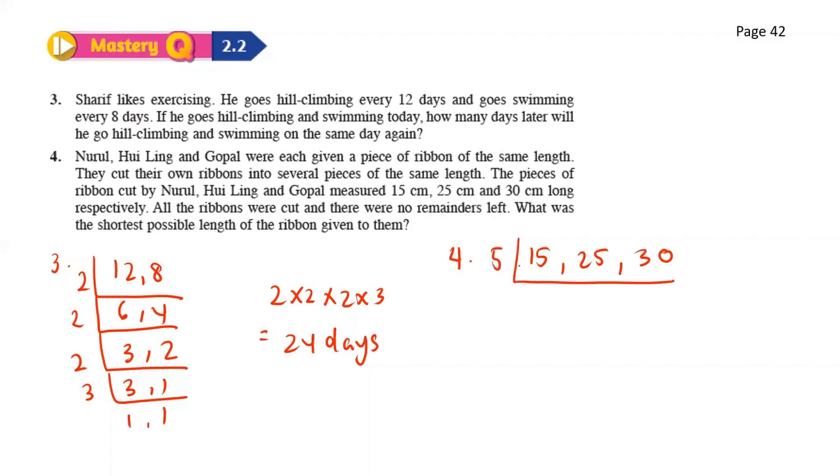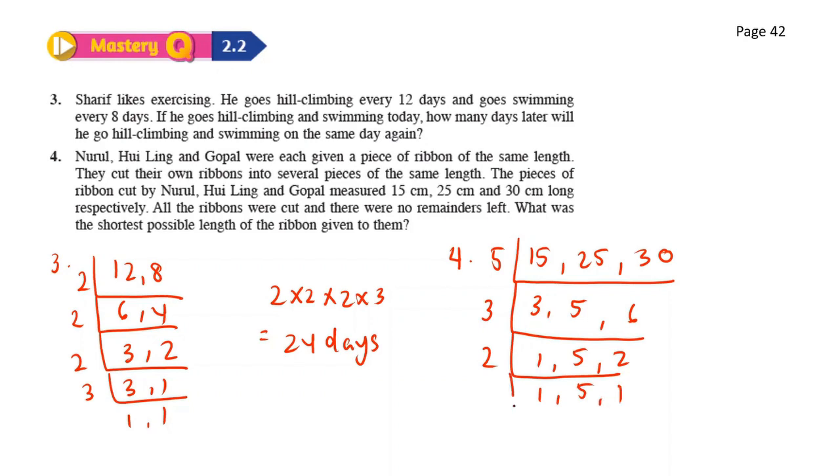So first we'll divide it by 5 and that will give us 3, 5 and 6. Dividing this by 3 gives us 1, 5 and 2. So here we'll divide it by 2. We'll get 1, 5 and 1. And lastly, dividing it by 5 gives us 1, 1 and 1. So here we have 5 times 3 times 2 times 5, and that will give us 150 cm.